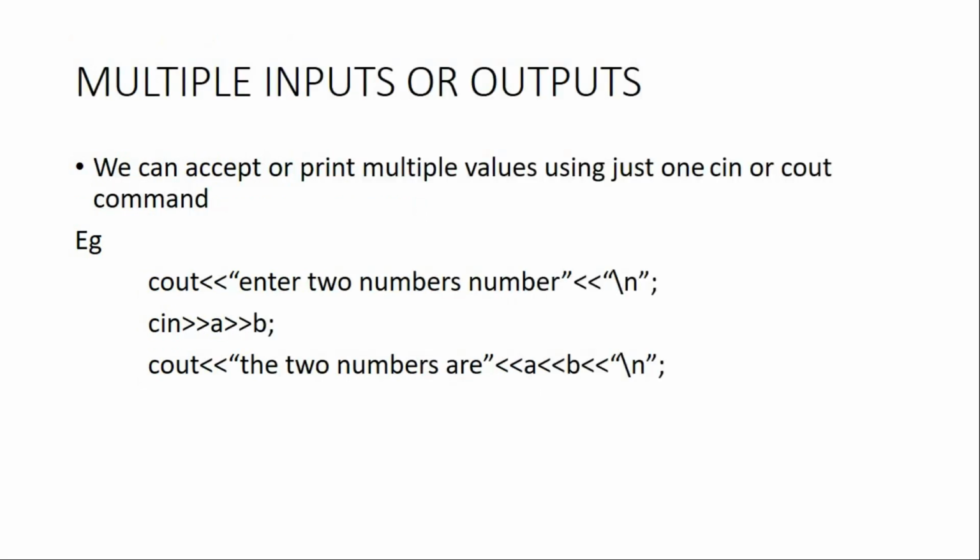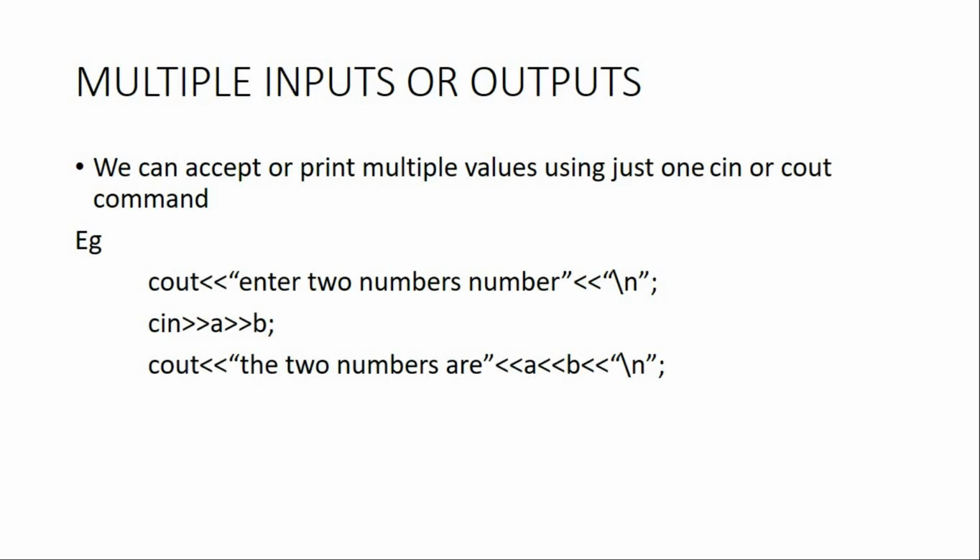Next we're going to see multiple inputs or outputs, also known as cascading of input and output. Let's say you have to accept multiple values or print multiple values. You don't want to be using multiple cin and cout statements. Instead, we have a shortcut method for this. So let's see this example. We have cout, enter two numbers now, and there's a /n to put it on the next line. And then we have cin a, and again we put more shift operators, and then b. That's going to accept a and b in this very same sequence.